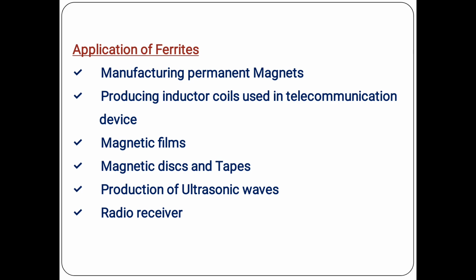Next, we are going to see the applications of ferrites. The ferrites are used in manufacturing permanent magnets, producing inductor coils used in telecommunication devices, and in magnetic films, magnetic discs and tapes. They are also used in the production of ultrasonic waves and radio receivers.